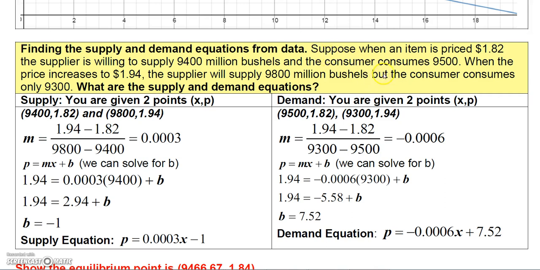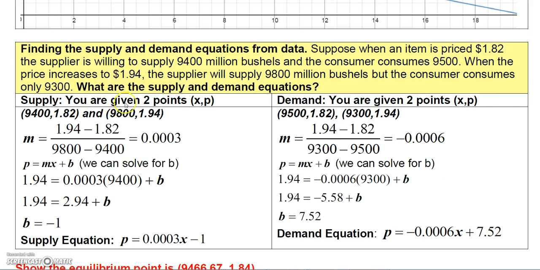Notice it says, suppose when an item is priced at $1.82, the supplier is willing to supply 9,400 million bushels, and the consumer consumes 9,500. And then when the price increases to $1.94, the supplier will supply 9,800 million bushels, but the consumer consumes only 9,300. So let's find the supply and demand equations here.